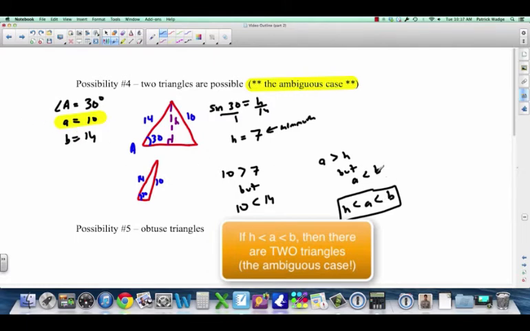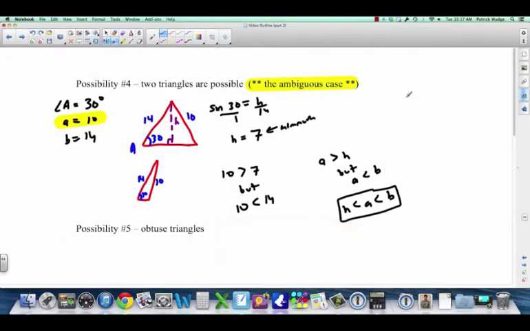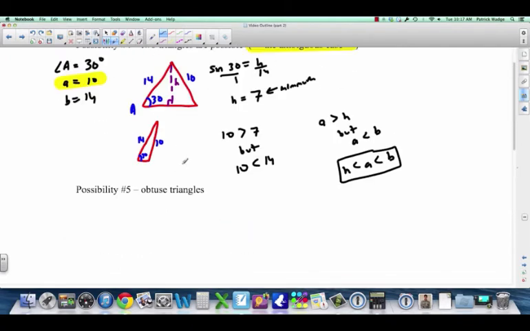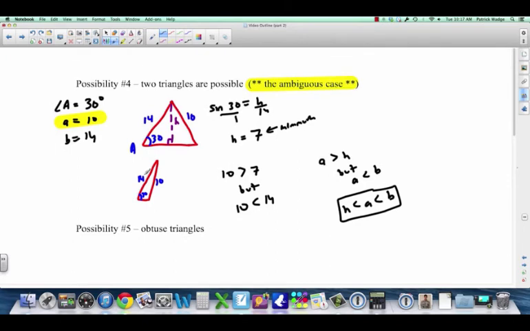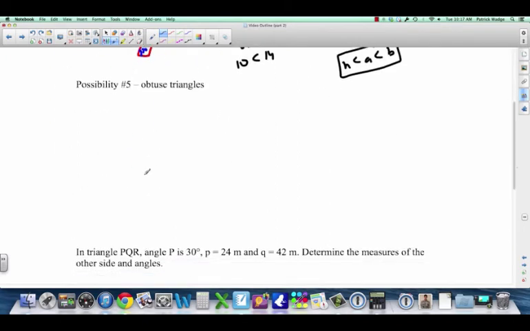Okay. Alright, that's the ambiguous case. And if you were solving this, like we're going to do down here, you'd have to solve both of these triangles. What a drag. Okay, the last type we have to look at, which is actually two different possibilities, really.